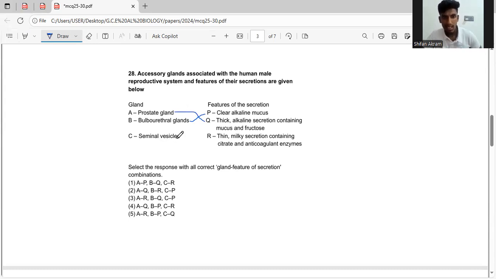Then the seminal vesicles. Yes, they secrete thin milky secretions containing citrate and anticoagulant enzymes. These anticoagulant enzymes inhibit the coagulation of the semen, and citrate provides nutrition to the sperms. So I'll highlight it. The correct answer should have A and Q, B and P, and C and R. So A, Q, it is the fourth one, and I'll highlight it.